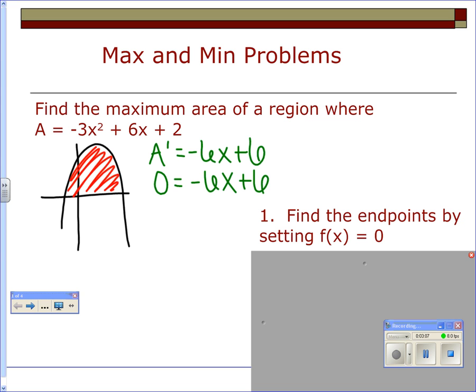Oh, wait. Right. I skipped to the next step. That's not your endpoint. That's your maximum. That's the second step. Yeah. That's at 1. In case you don't know how to graph it, that's how you would graph it. All right. Find the endpoints. You set the original one equal to 0. Sorry.